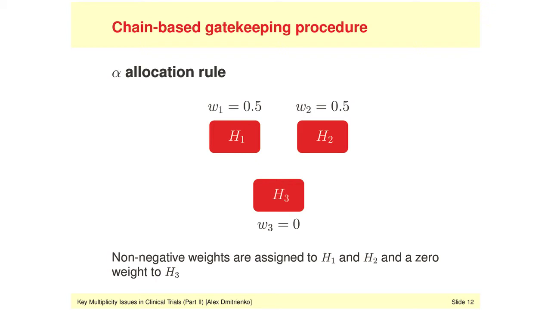Again, for simplicity, let's assume that we're dealing with an equal alpha splitting strategy. What's important to emphasize here, once again, is that W3, the initial weight of the hypothesis H3, should be set to 0. This is how we ensure that this is a secondary hypothesis that can be tested only if at least one primary null hypothesis is rejected.